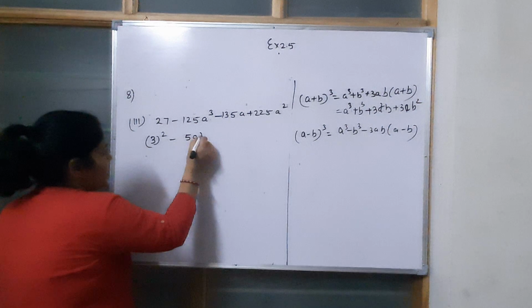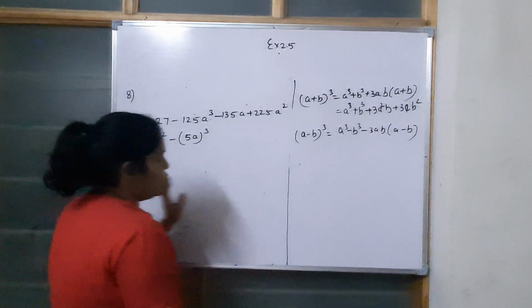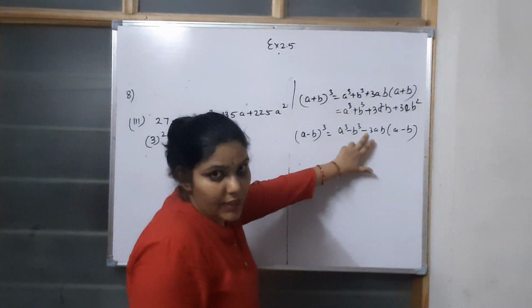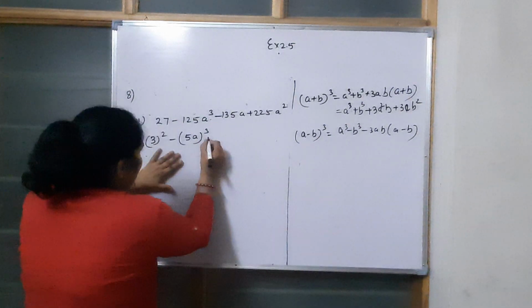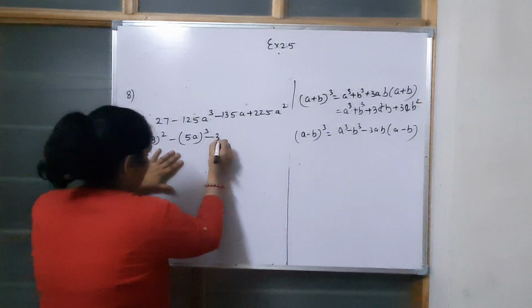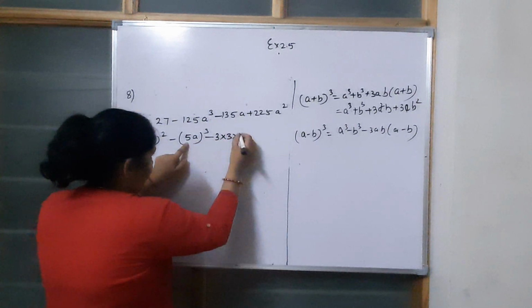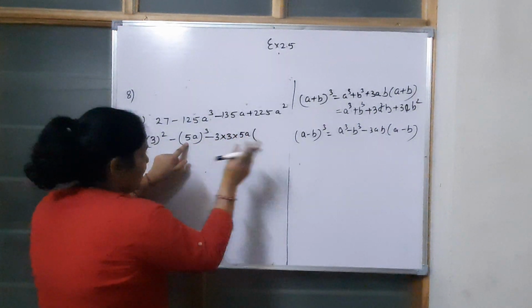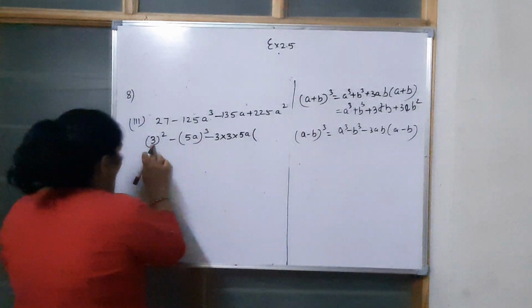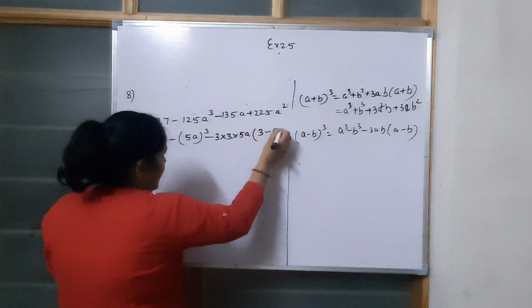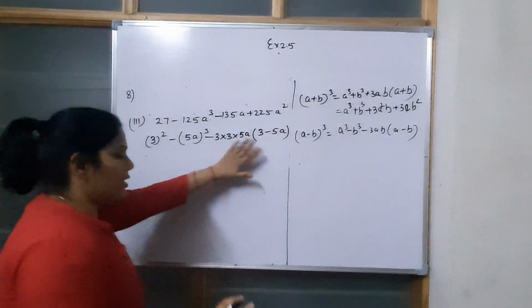125 can be written as 5A whole cube. Now we just need to look whether we can write it in this form or not. So we will just write minus 3 into A. What is our A here? 3 into B. What is our B here? 5A. Now inside the bracket we have A minus B. Our A is 3, B is 5A. Alright, so we have written it like that.